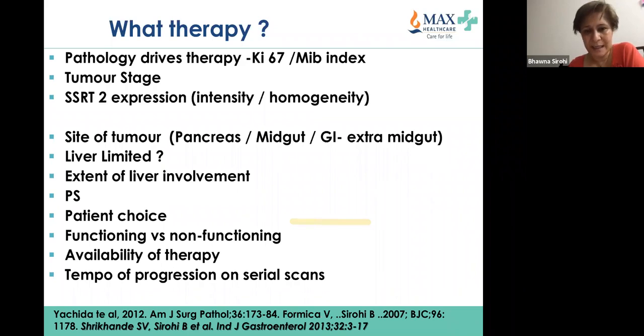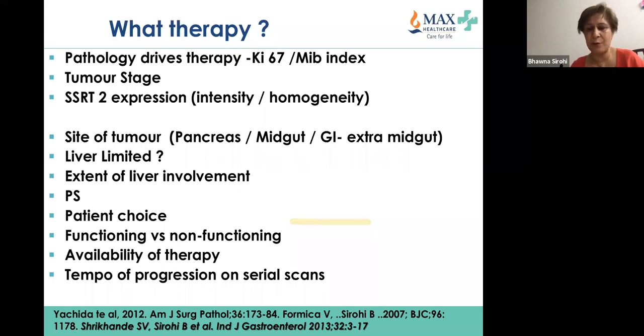The DOTA scan decides the treatment, the intensity and the homogeneity of the involvement. Site of tumor is very important. Also, a very important question when you have a patient sitting in front of you is whether the patient has liver-limited disease, which we do in colorectal cancer, because we know the 5-year survival can be as high as 40% or even higher in some patients.